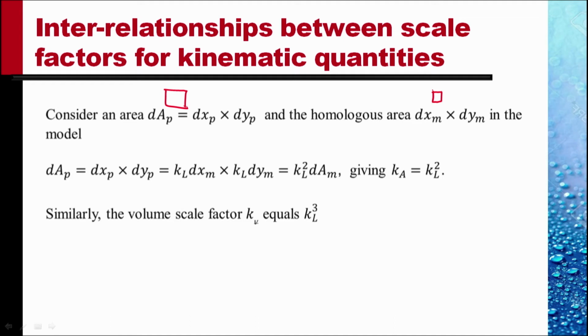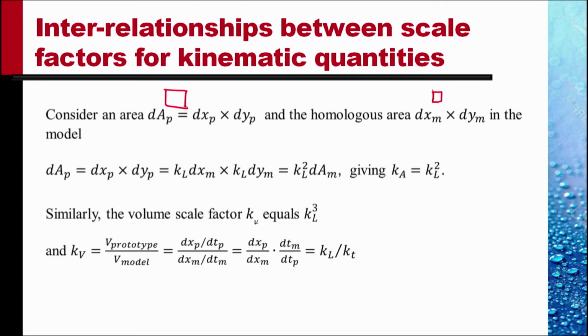Similarly, the volume scale factor KV equals KL cubed. Area has two dimensions of length, so the area scale factor has two KLs, KL squared. Volume is three-dimensional length, so KV is KL cubed.